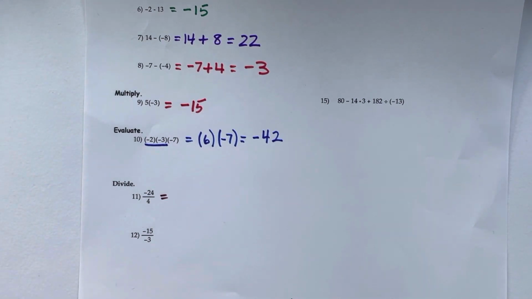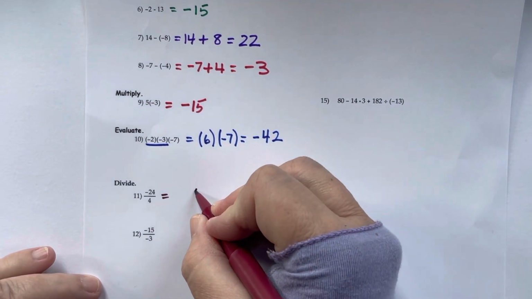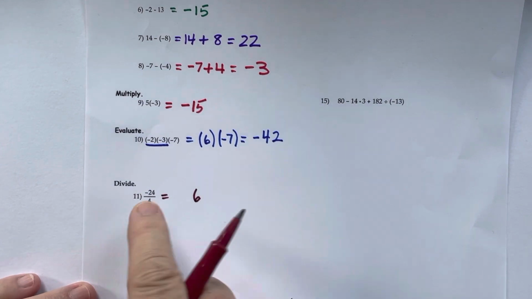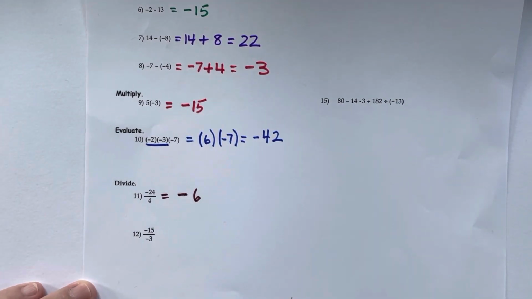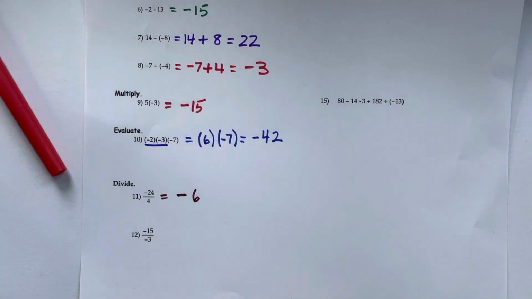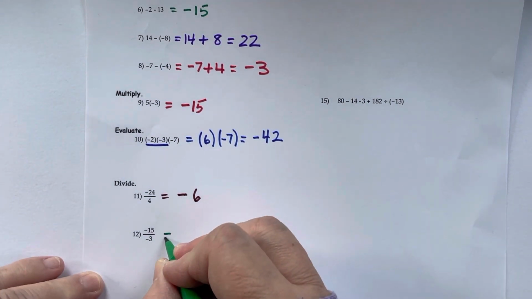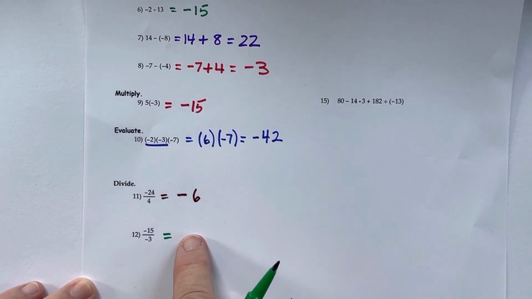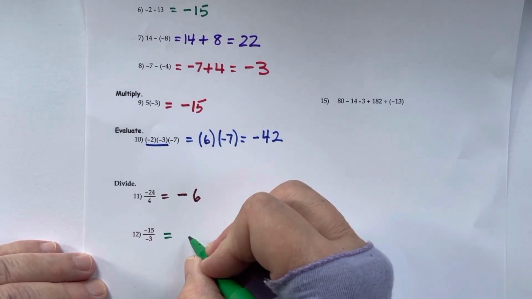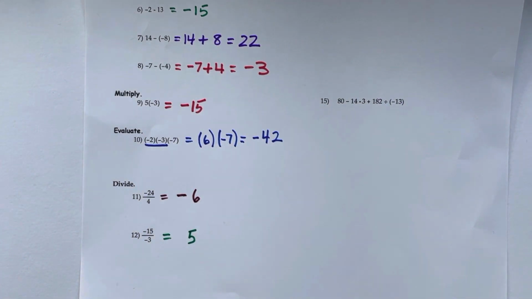How many 4s go into 24? 6. Now, we have a negative divided by a positive. When we have one of each, it makes it negative, right? All right. And now at the very end here, we have a negative divided by a negative, which is going to be a positive. We don't write a positive. It's not wrong if you put that, but it's not necessary. 15 divided by 3 is 5, and it's a positive 5. So that's all we have to have there.